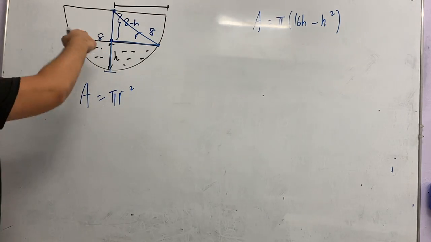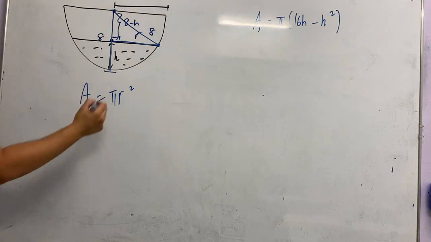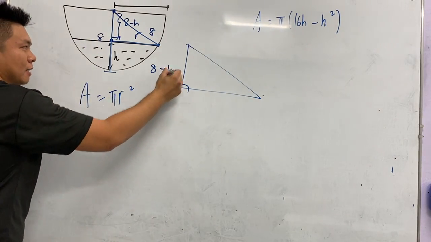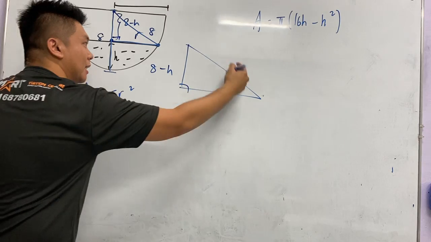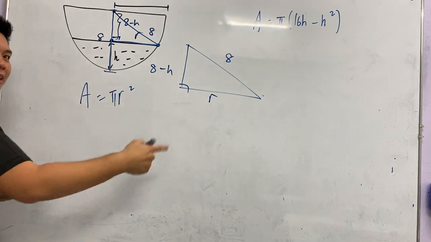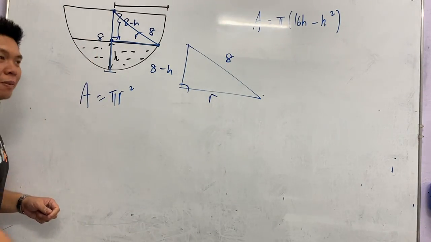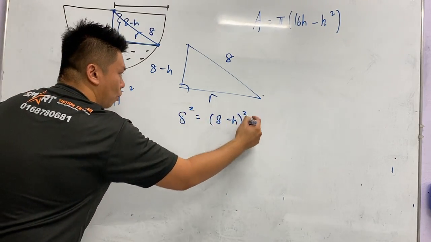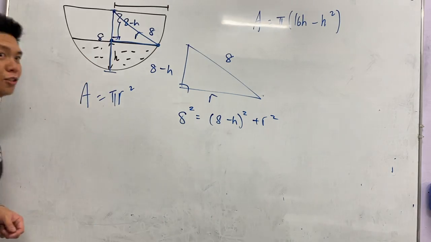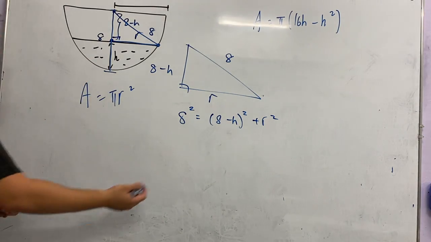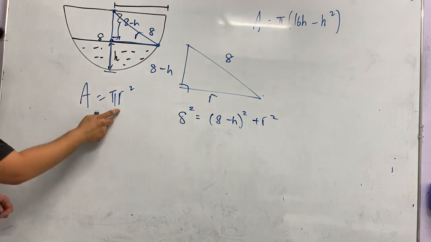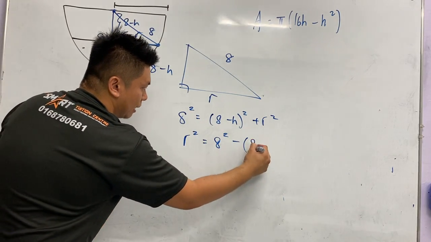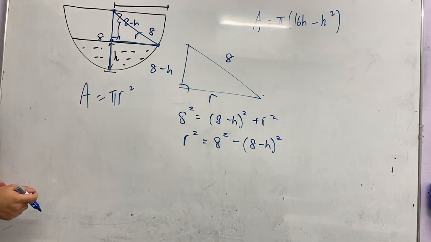Okay, now, do you see a right angle triangle? Nampak segitiga ni? So wait, tengok. This is a right angle triangle. Berapa sini? 8 minus H. Berapa sini? R. Berapa sini? 8. How do you make the connection? Pythagoras theorem. 8 square equals to 8 minus H square plus R square. Correct? Betul lah? So, boleh kan dapatkan R sebagai subjek? Sebab kita nak gantikan sini kan? So, R square equals to 8 square minus 8 minus H square. Betul? Yeah. Apa H square?